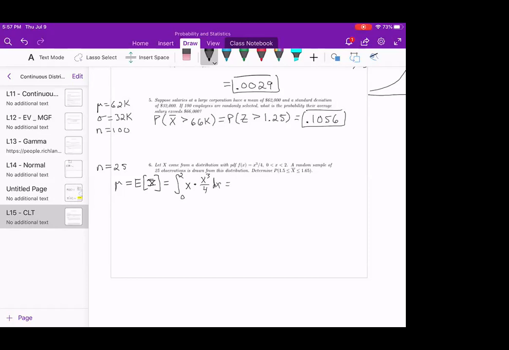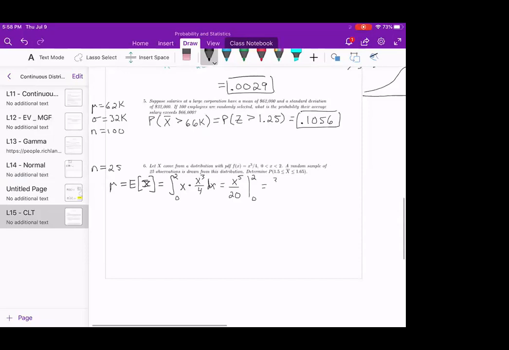So when you integrate this, X to the 4th over 4 becomes X to the 5th over 4 times 5, which is 20. And you evaluate from 0 to 2. 2 to the 5th, you got 2, 4, 8, 16, 32. Divide by 20, which happens to simplify nicely into 1.6. If it didn't come out to a relatively nice number, I'd leave it in fraction form, but this one happens to work out nicely. So now we have mu.